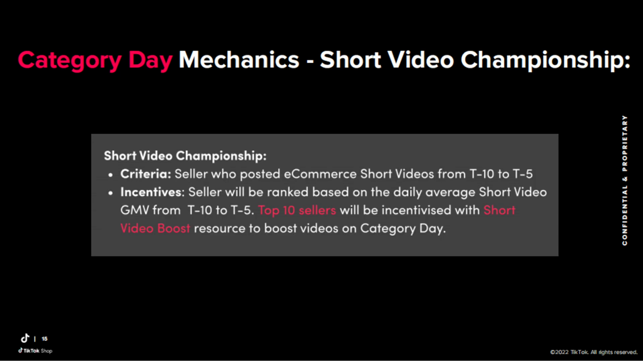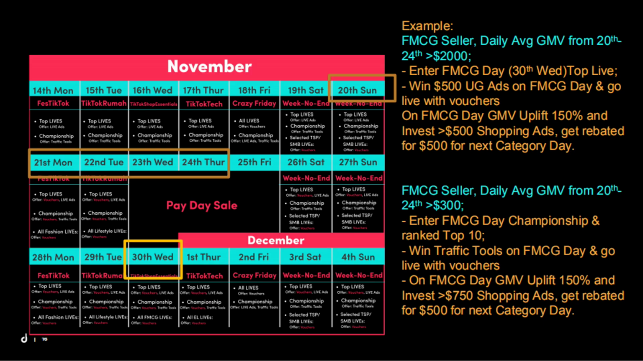And meanwhile, for this spend month, we will also be running the short video championship aside from the live championship. The ranking logic is the same, and will incentivize the top 10 sellers with a short video boost on the category day, based on the short video GMV from 10 days and 5 days ahead of the category day. So here's the examples that you asked for.